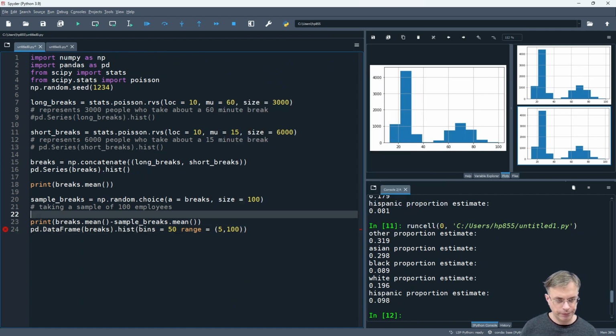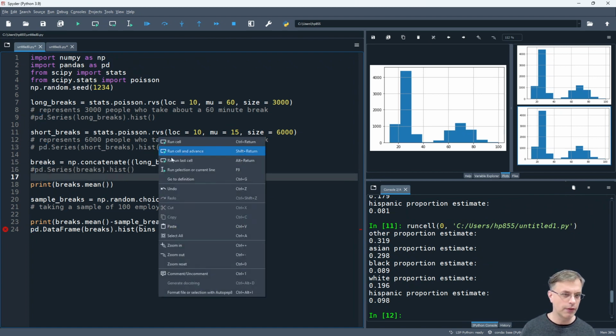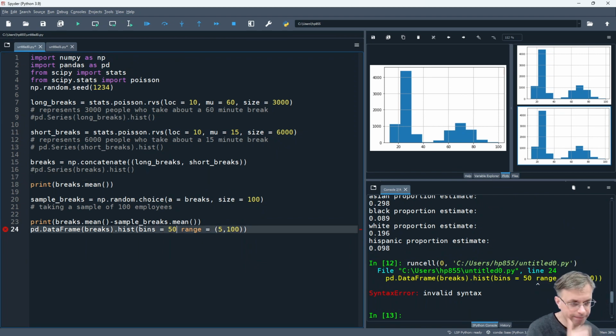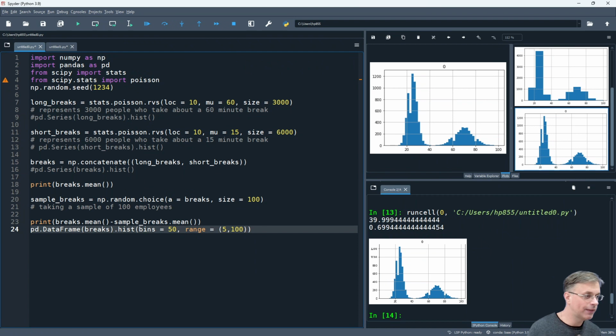So let's get rid of these things as well. Okay, all the other parts are done, so let's run it. Okay, invalid syntax. I forgot the comma, and there it goes. Great.